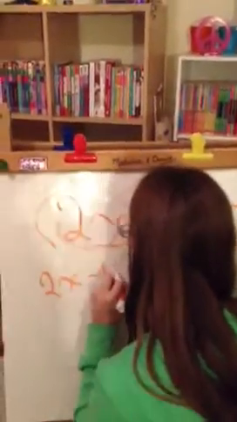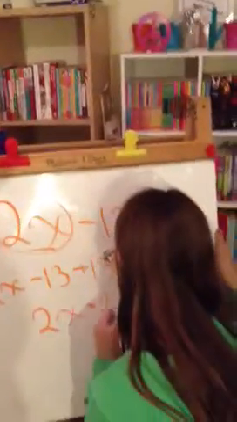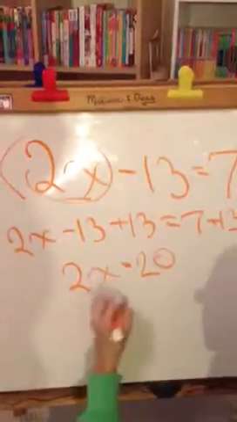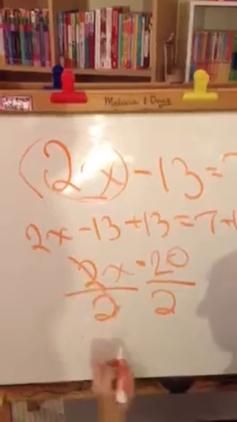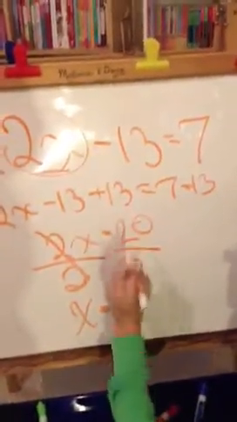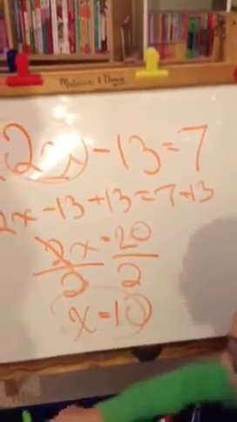2x minus 13 plus 13 equals 7 plus 13. And 2x will equal 20. Now here we're doing the exact same thing, and we'll focus on this next. You have to divide and get 1 and x by itself, and 20 divided by 2 is 10. So our answer is x equals 10.